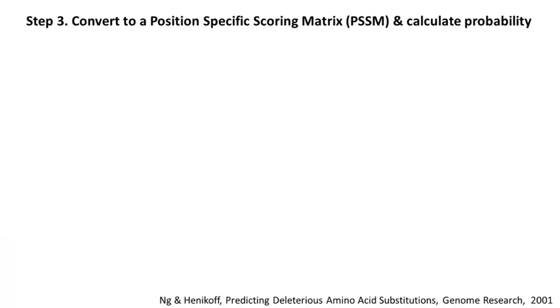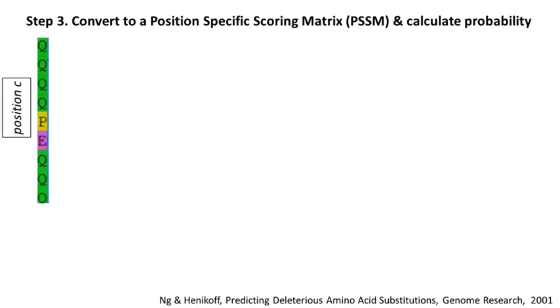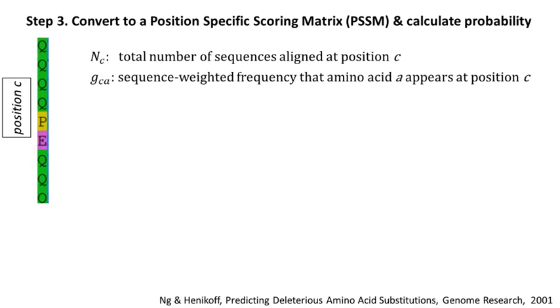Step 3 converts the multiple sequence alignment into a position-specific scoring matrix and calculates the normalized probability of seeing a particular amino acid in nature. For example, here we have the aligned amino acids at position C. Let's first define a few terms. N_C is defined as the total number of sequences aligned at position C. G_CA is the sequence-weighted frequency that amino acid A appears at position C.